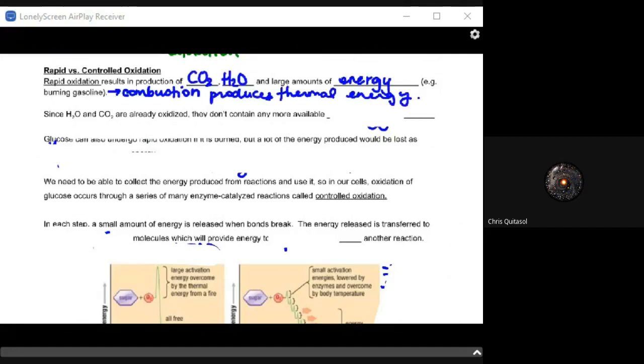So now we're going to look at some speed components and rapid versus controlled oxidation. As the name suggests, rapid oxidation is going to result in the production of CO2, H2O, and large amounts of energy. That quick burning of gasoline and any type of combustion produces huge quantities of thermal energy. Since H2O and CO2 are already oxidized, they don't contain any more available energy. They can't give or receive any more electrons, so there's no more available energy in those bonds.